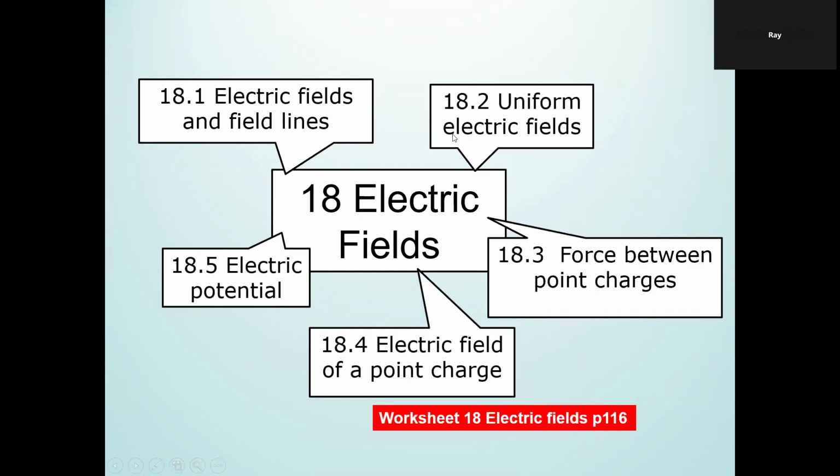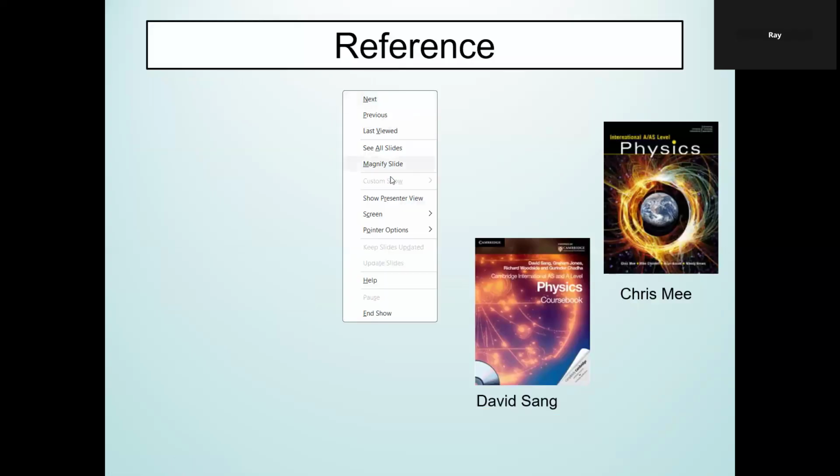18.1, 18.2 used to be under AS. Since 2022, it has been combined with A2 work. These are A2 work. Then AS no more. Don't worry about it, you can use your textbook.